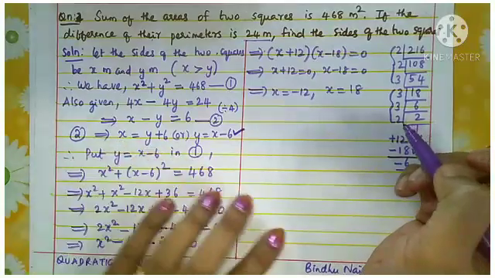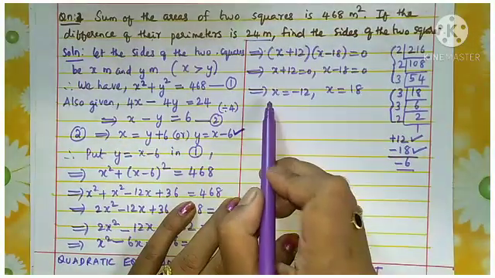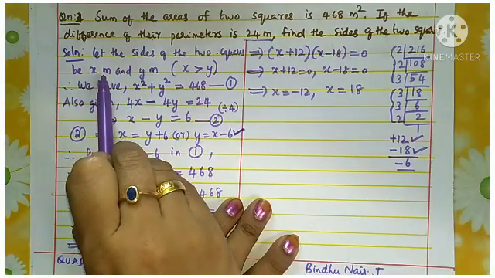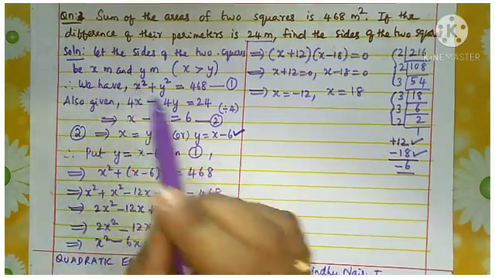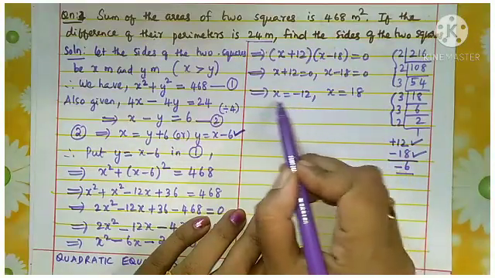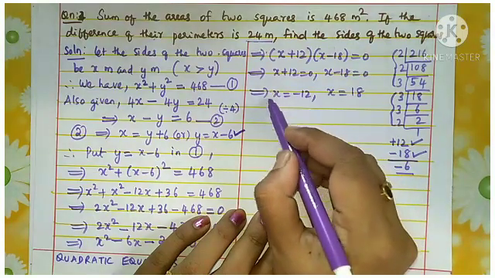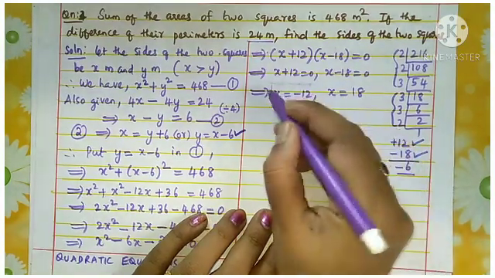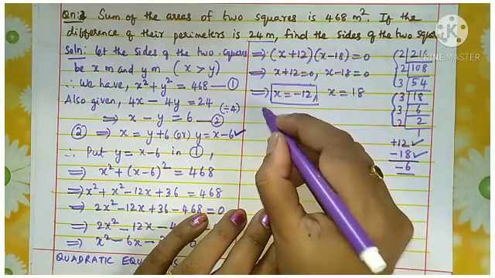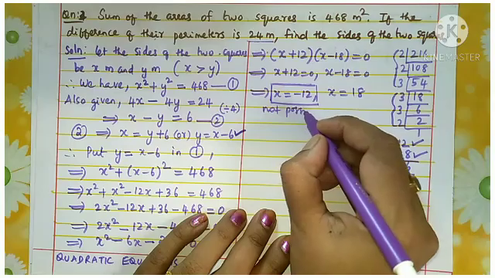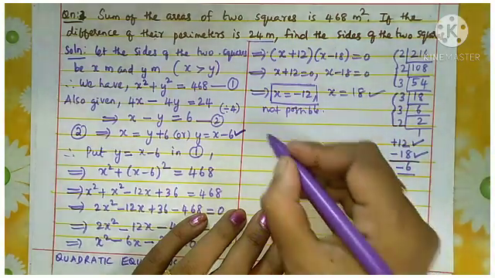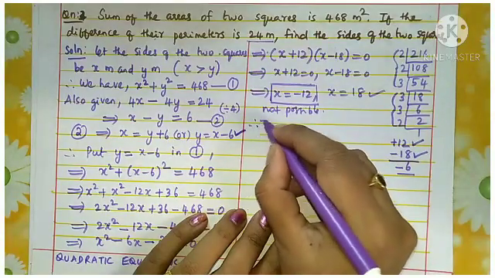Okay, now here also you see, what is this x actually? This x is the side of a square. Okay, we have assumed x to be the side of a square. So is it possible to have a negative value of x? No, this is not possible, because a side of a square cannot come negative. Okay, so this is not possible. So only which value we want to consider? x equal to 18.